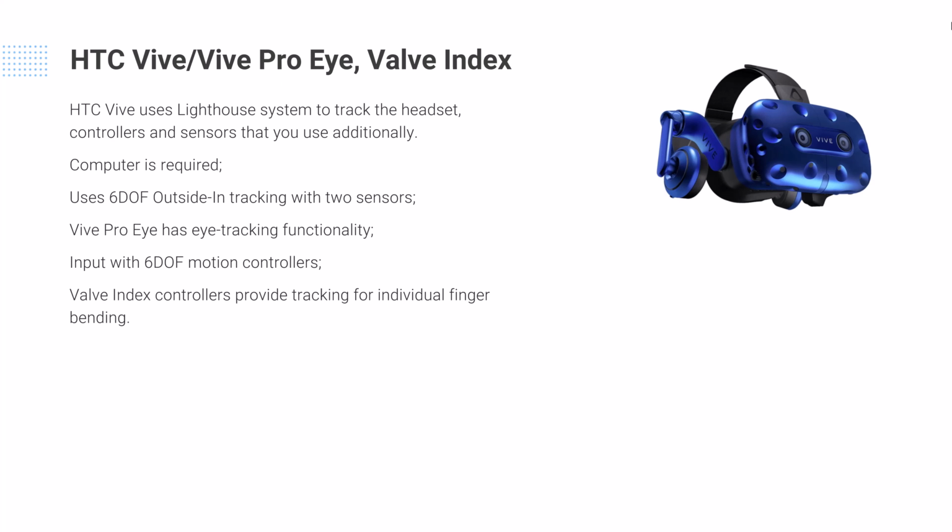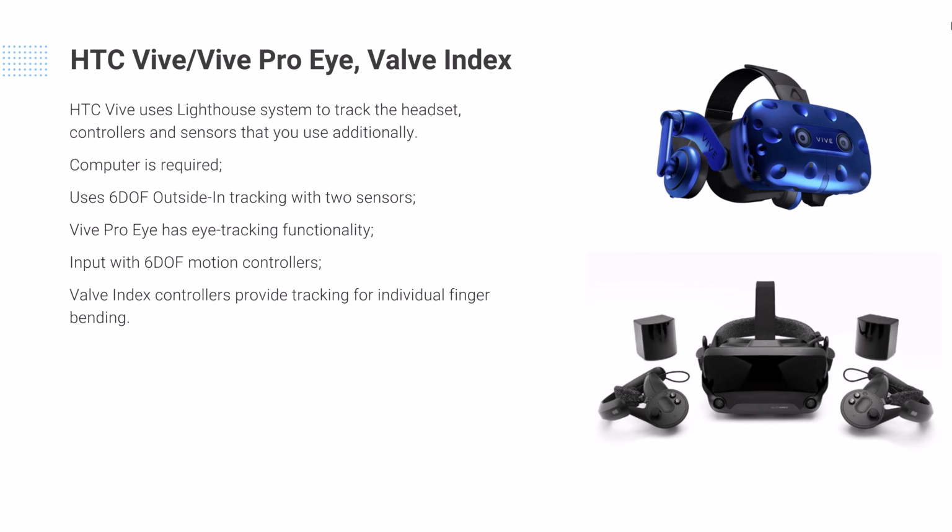The Vive Pro Eye is a more advanced version of Vive with integrated eye tracking technology that allows for more natural interactions in VR and can improve performance by only rendering great detail where the user is looking.